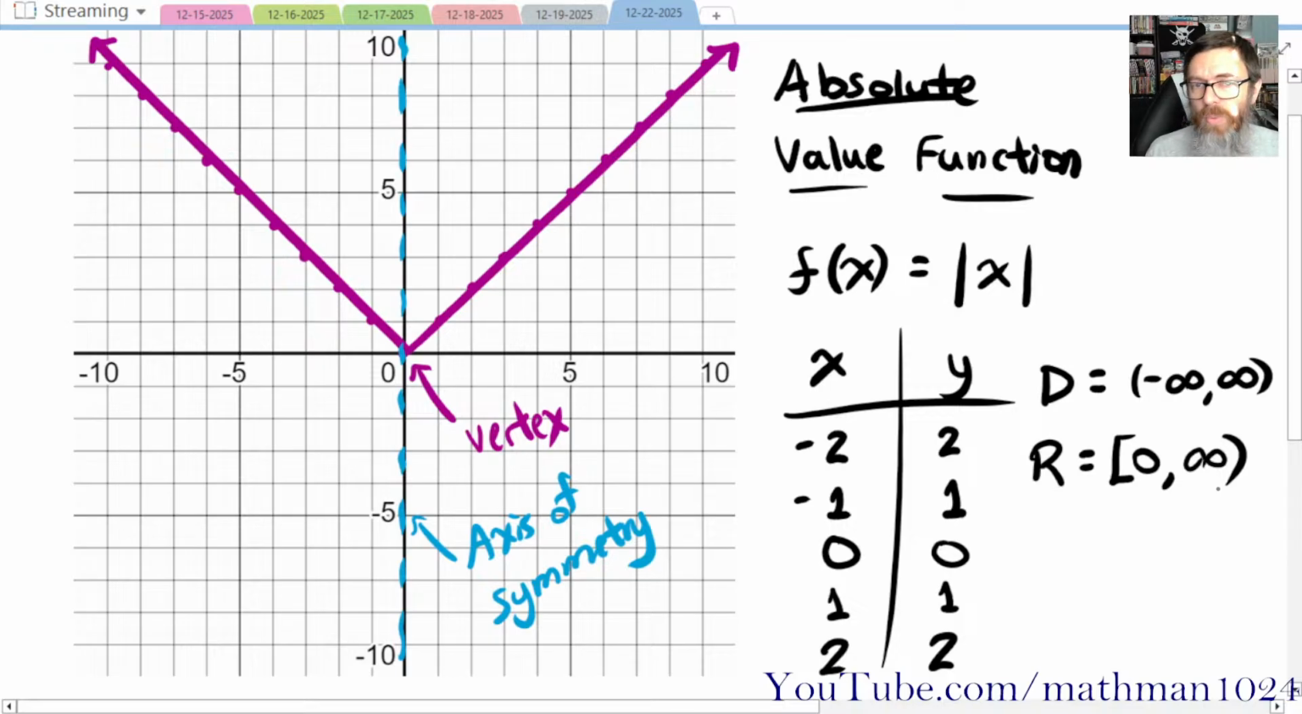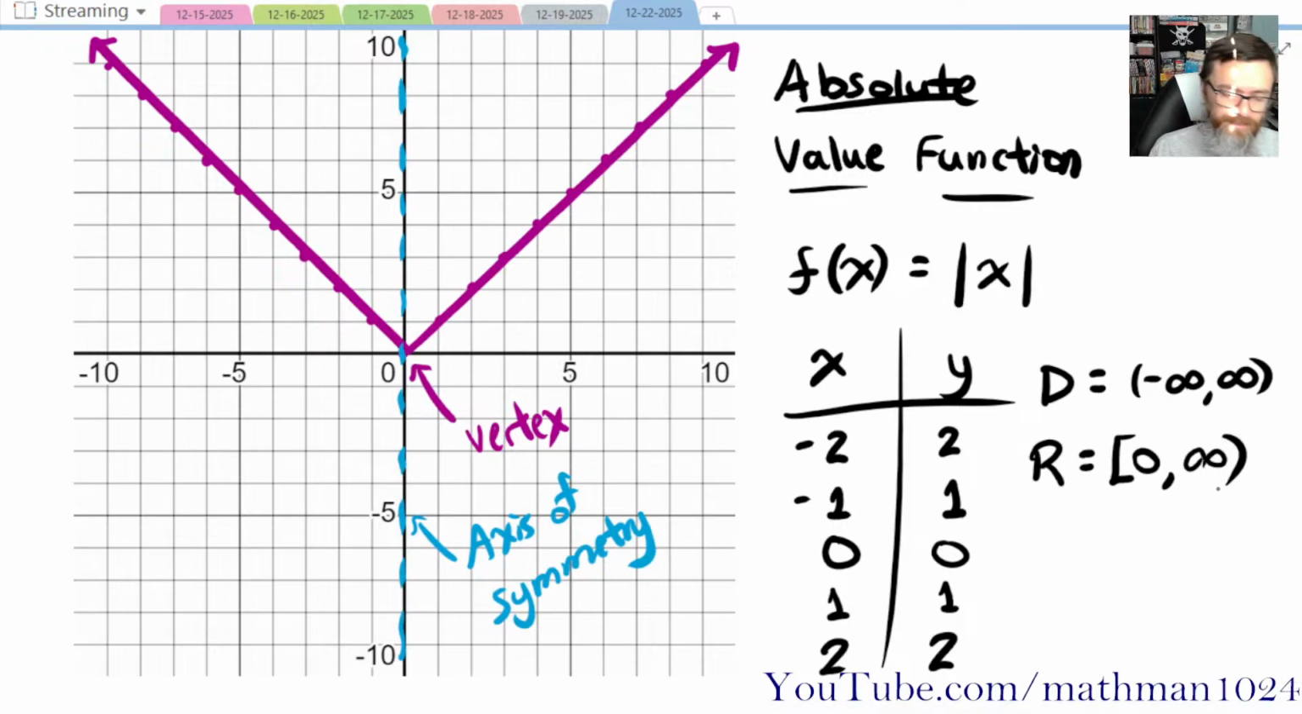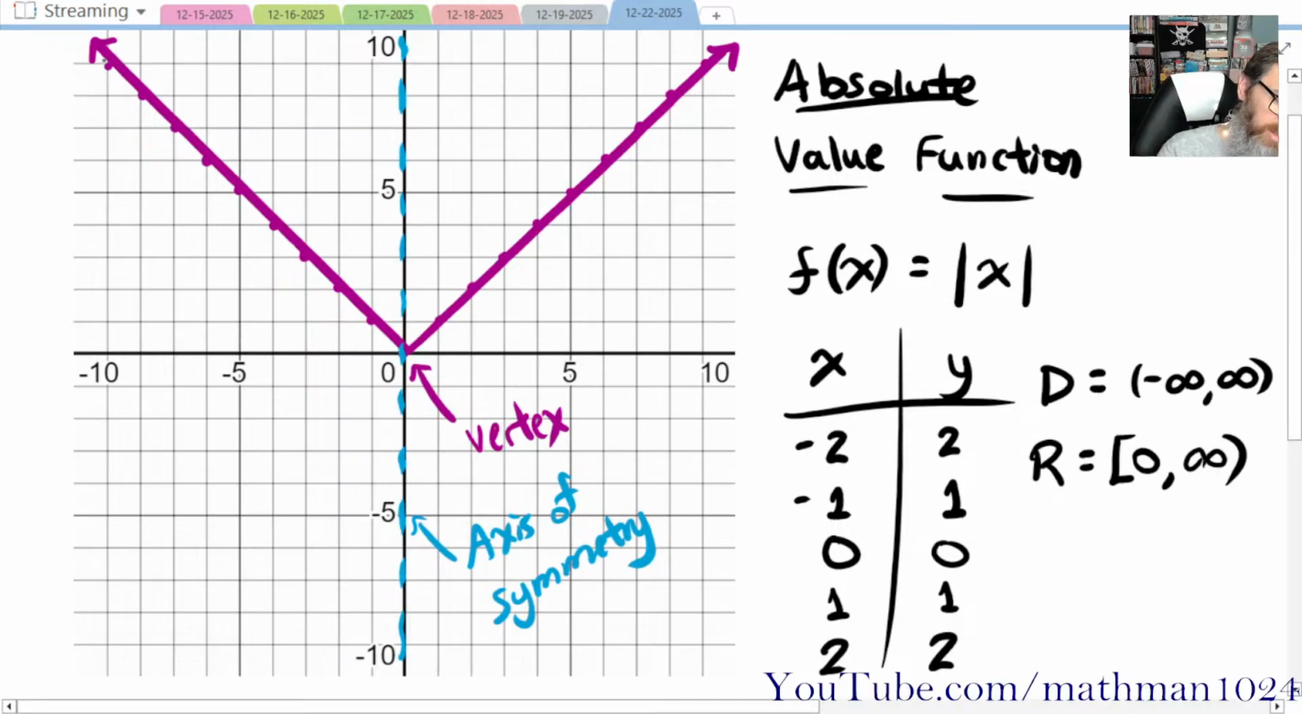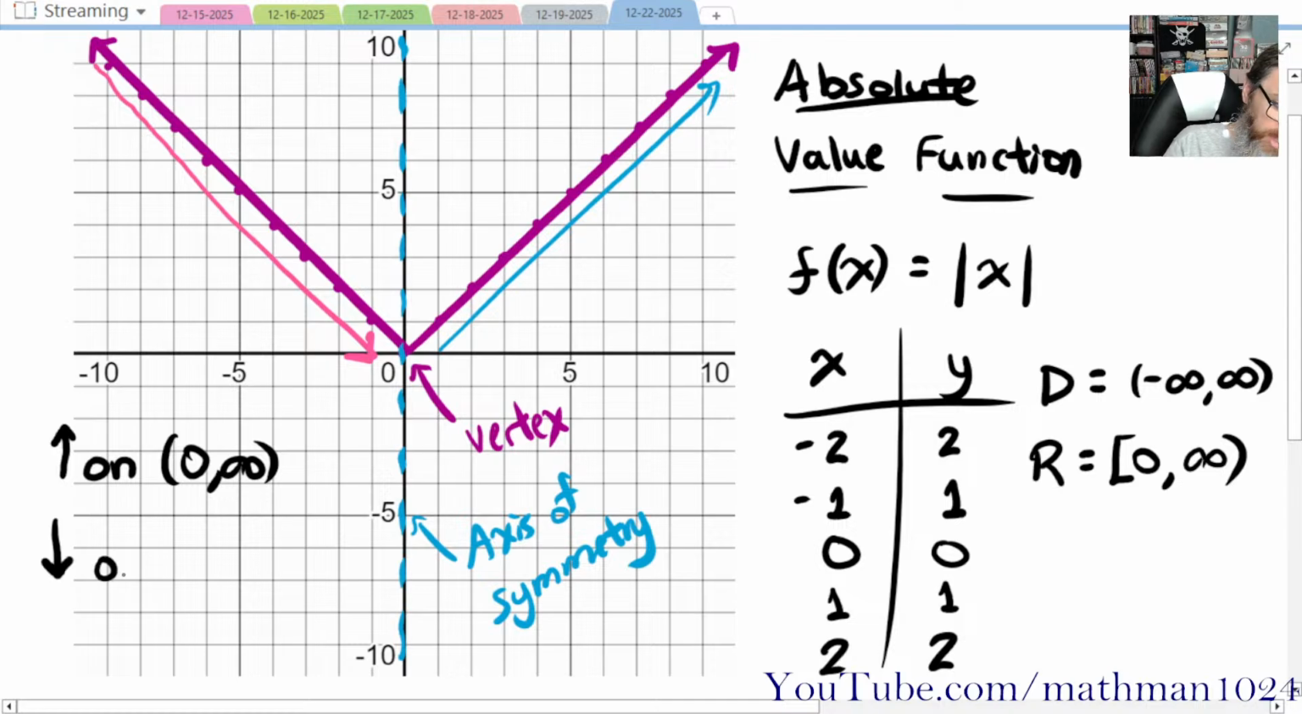All right, well, let's talk about where we are increasing and where we are decreasing. As I trace along from left to right, you'll see that I'm going down here on the left, and then after the vertex from left to right, I'm going up. So you're going to see something very similar as we did for the quadratic. You're increasing over the interval from 0 to infinity, and you're decreasing on the interval from -infinity to 0.